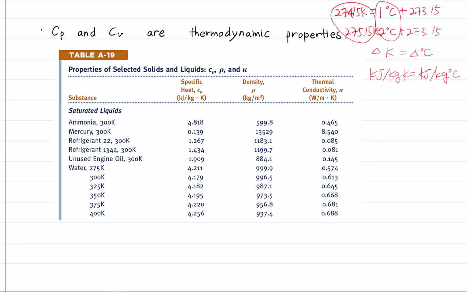The specific heats are properties. They can be determined if two independent intensive properties are known. The specific heats of some materials are listed in Table A-19. This is a part of the table. The specific heat of ammonia is 4.818, mercury 0.139, refrigerant 134a 1.434, and water 4.211, or at 300 Kelvin 4.179.